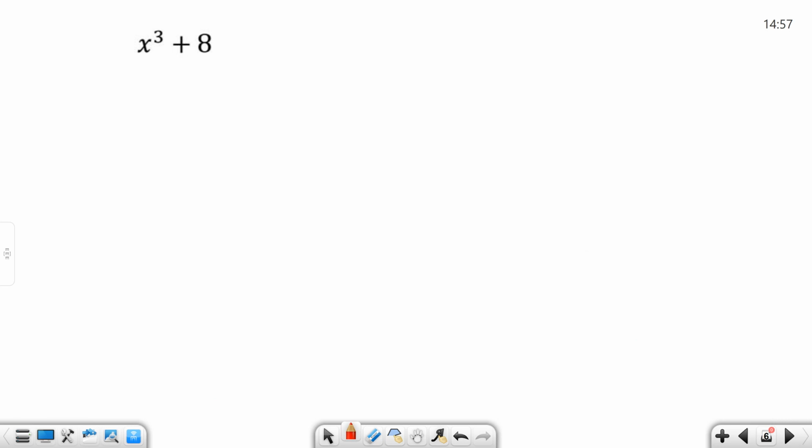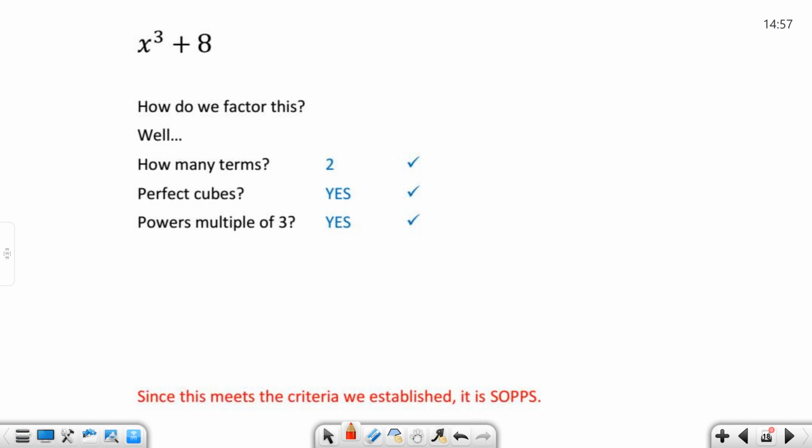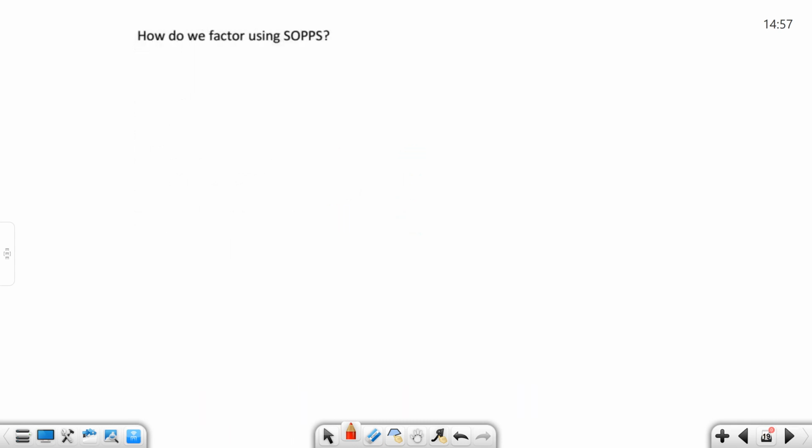So here, x cubed plus 8, let's factor it. Well, we have two terms with no GCF, right? So let's look at it and see how we factor this. How many terms? 2. Perfect cubes? Yep. 8 is a perfect cube, 8 is 2 cubed, and the 1 is in front of the other one. Is the power a multiple of 3? Well, 3 is a multiple of 3. And there's no GCF. Since this meets the criteria we established, it is SOPPS.